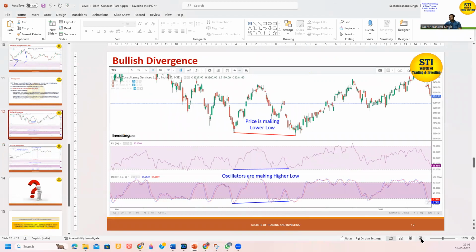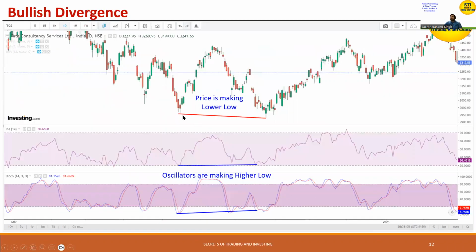This is another example, of Tata Consultancy Services. If you look at this example, what is happening? This is one of the lowest price points, and from here a reversal happened and it went up. The next time it again made a new low. This price point is lower than the previous price point, and as per Dow theory, this is called a lower low. That means this low is lower than the previous low.